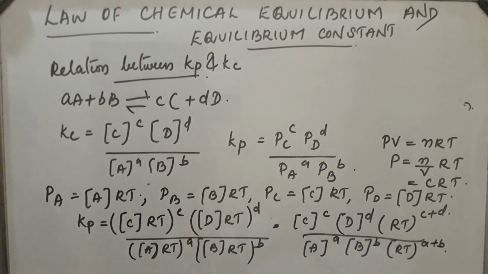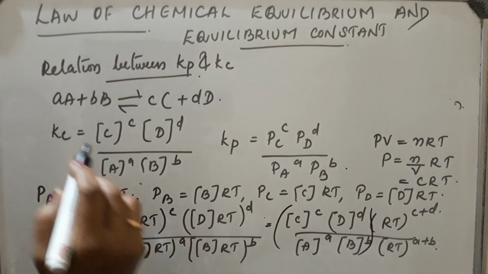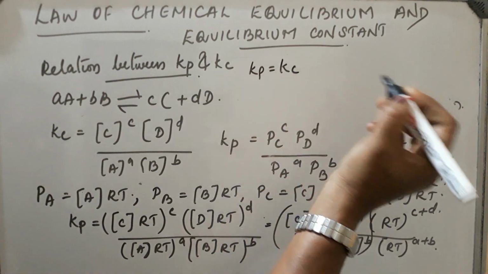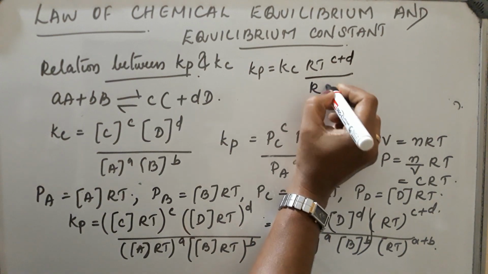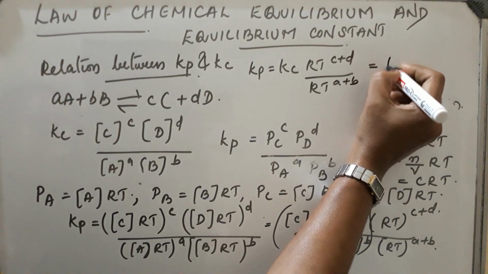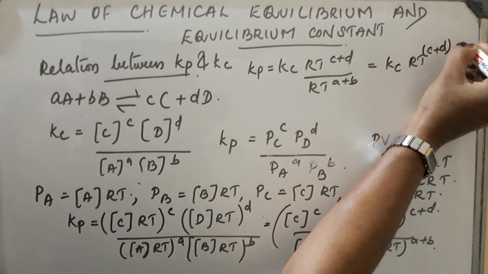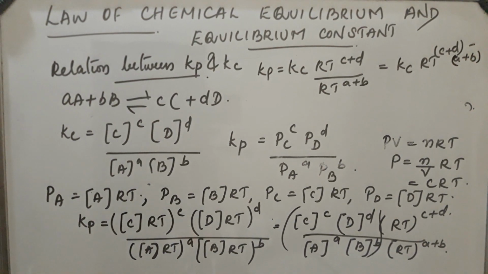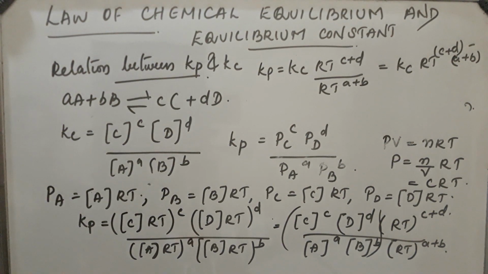Okay. Now, instead of this, we can write Kc. So, Kp will be equal to Kc into RT raised to C plus D, divided by RT raised to A plus B. Or this is equal to Kc into RT raised to C plus D minus A plus B. C plus D minus A plus B means that is the change in the number of moles of the products and the reactants.